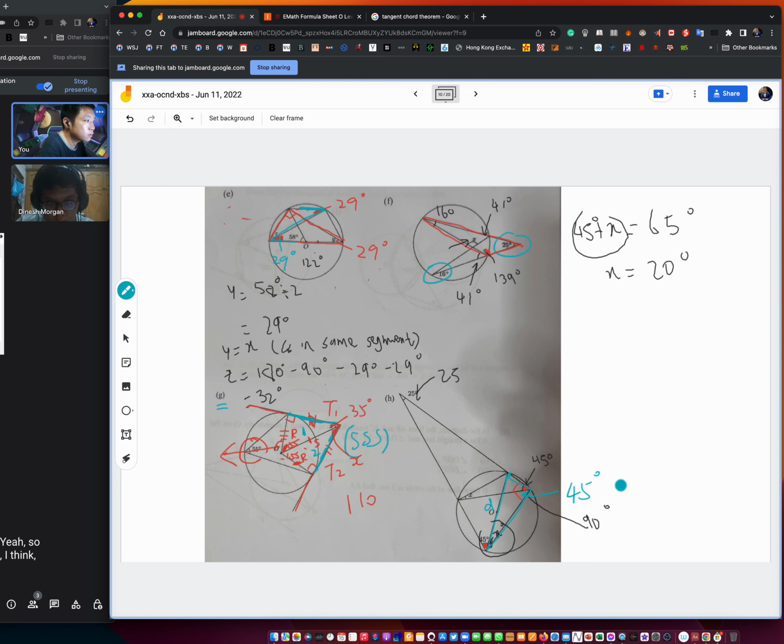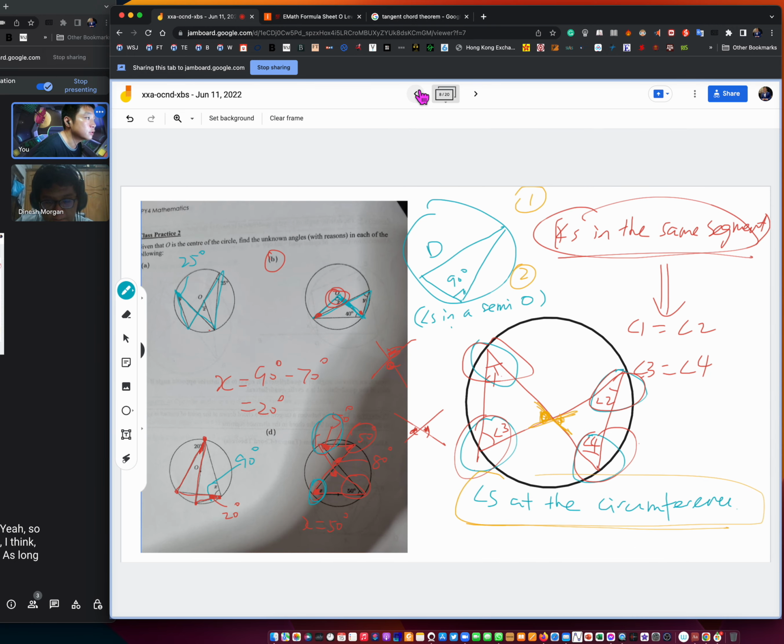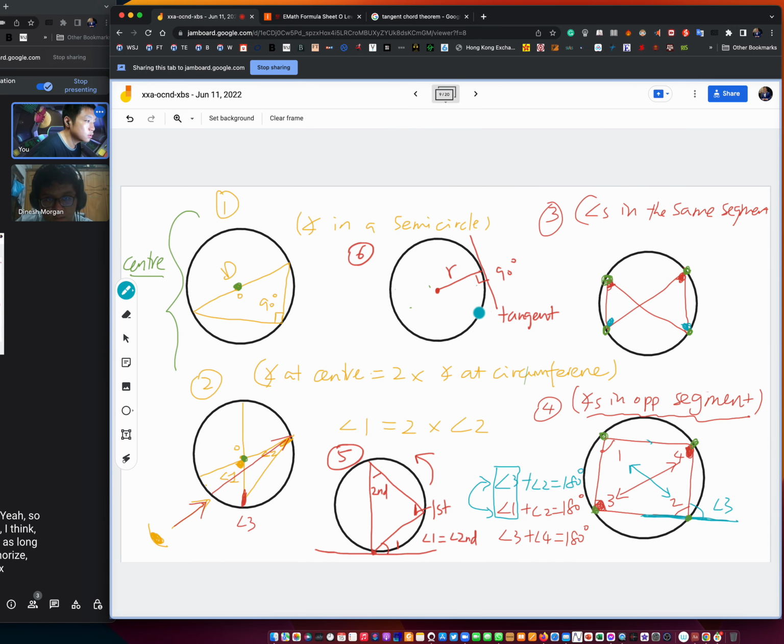I think as long as you memorize these 6 rules, 1, 2, 3, 4, 5, and 6, as long as you can memorize these 6 rules, I think you should be good to solve all properties of circle questions.